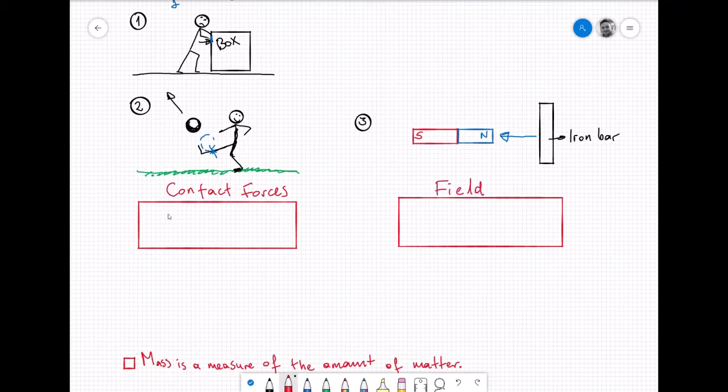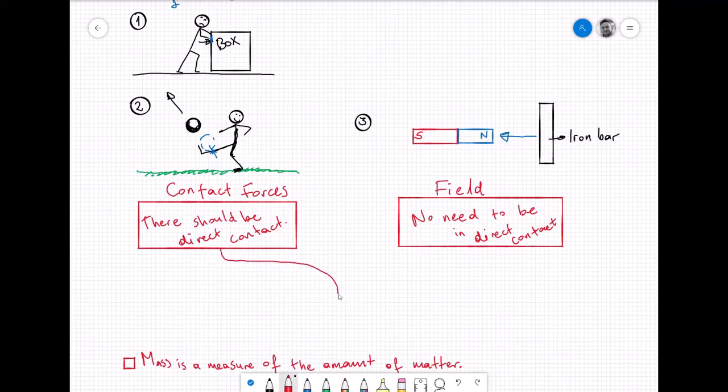And the difference is, for contact forces, there should be direct contact, and for field forces, there is no need to be in direct contact. So those two are the types of forces.